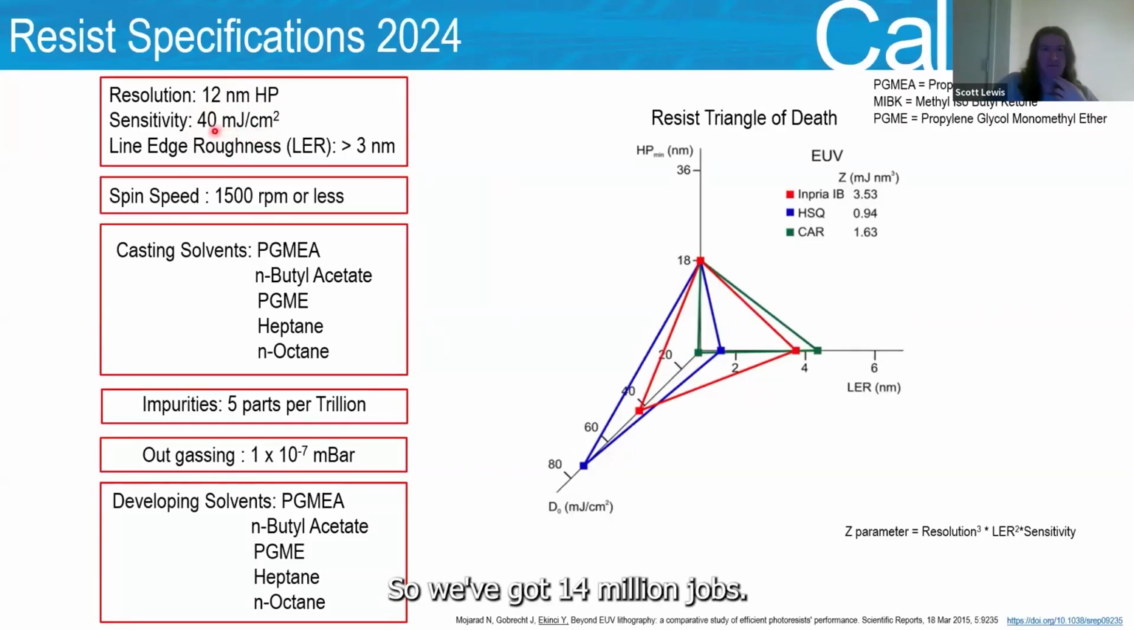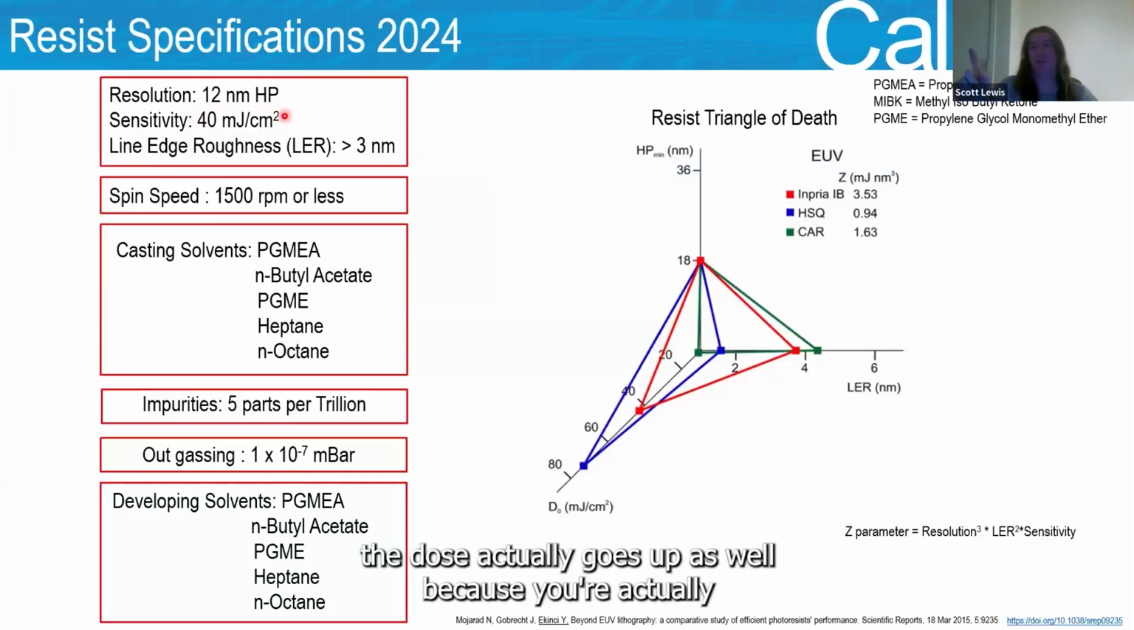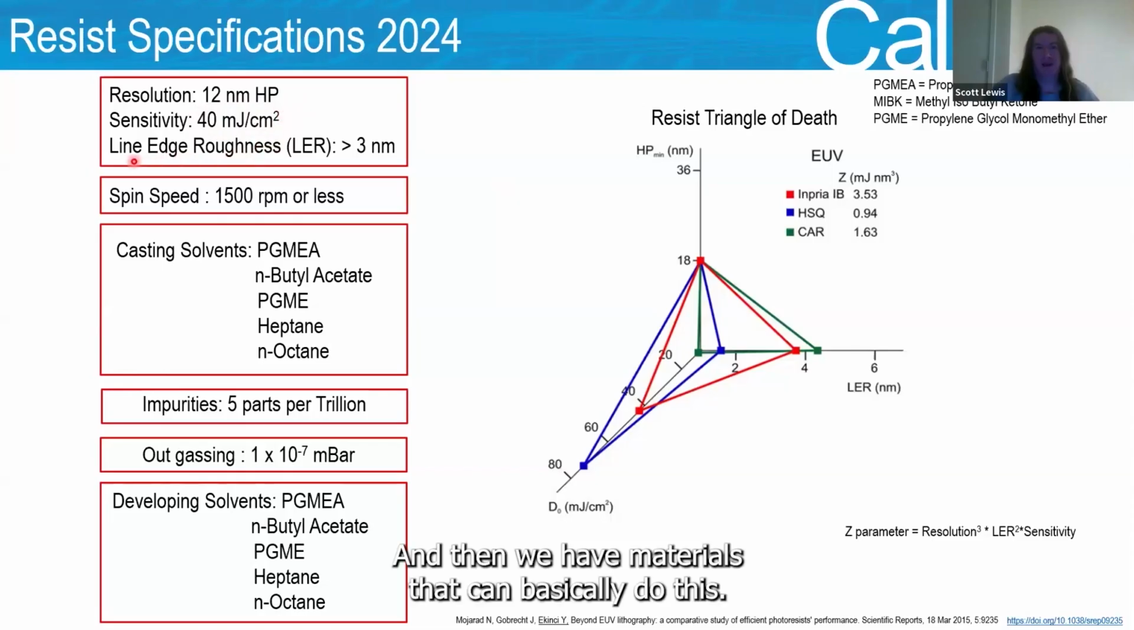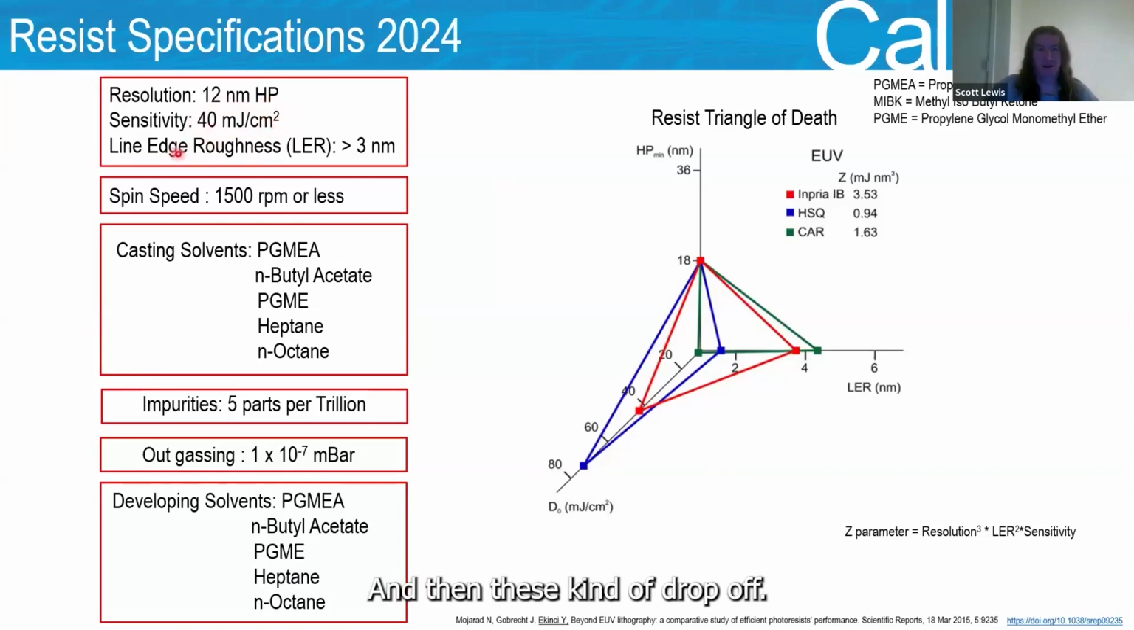So we've got 40 millijoules per centimeter squared, and this is hard. This is really, really hard, because when you go up in resolution, the dose actually goes up as well, because you're hitting less of the material since it's more fine. So it gets really hard. And then we have materials that can basically do this, and then these kind of drop off.